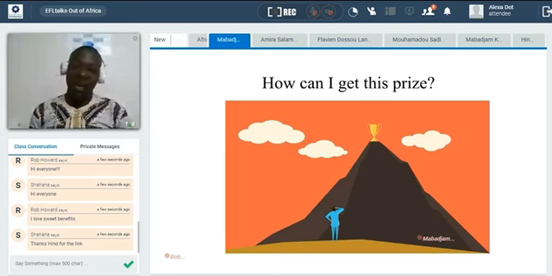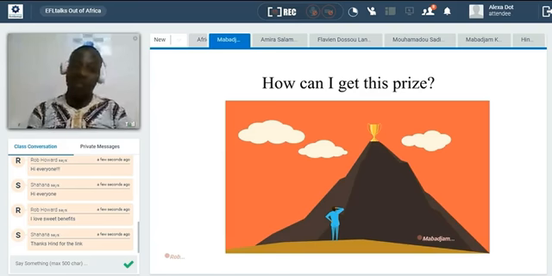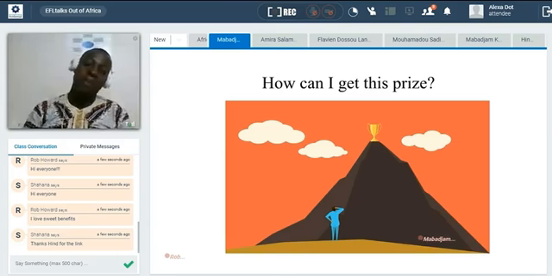So how can I get there? How can I get this prize that has been shown to me by my teacher or by my instructor? This is the question that every learner will be asking themselves at the beginning of the learning process. Then it is now the teacher's or the instructor's responsibility to motivate and bring in all the tools or all the skills that the learner needs in order to reach that place.